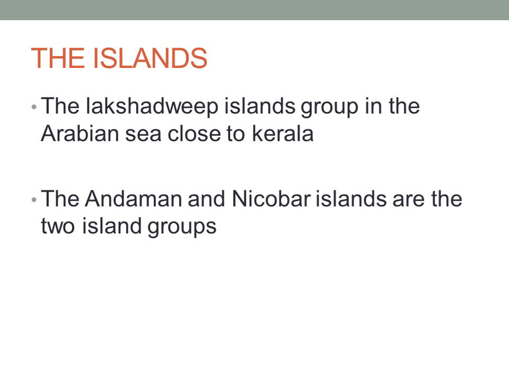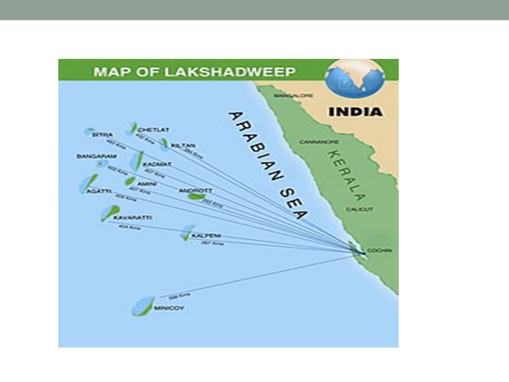It has 10 inhabited islands, 17 uninhabited islands, attached islets, 4 newly formed islets and 5 submerged reefs. The main islands are Kavaratti, Agatti, Minicoy and Amini. The total population of the territory is 60,595 according to the 2001 census. Agatti has an airport with direct flights. The Lakshadweep Islands group in the Arabian Sea close to Kerala. The Andaman and Nicobar Islands are the two island groups. Lakshadweep has been shown for you.